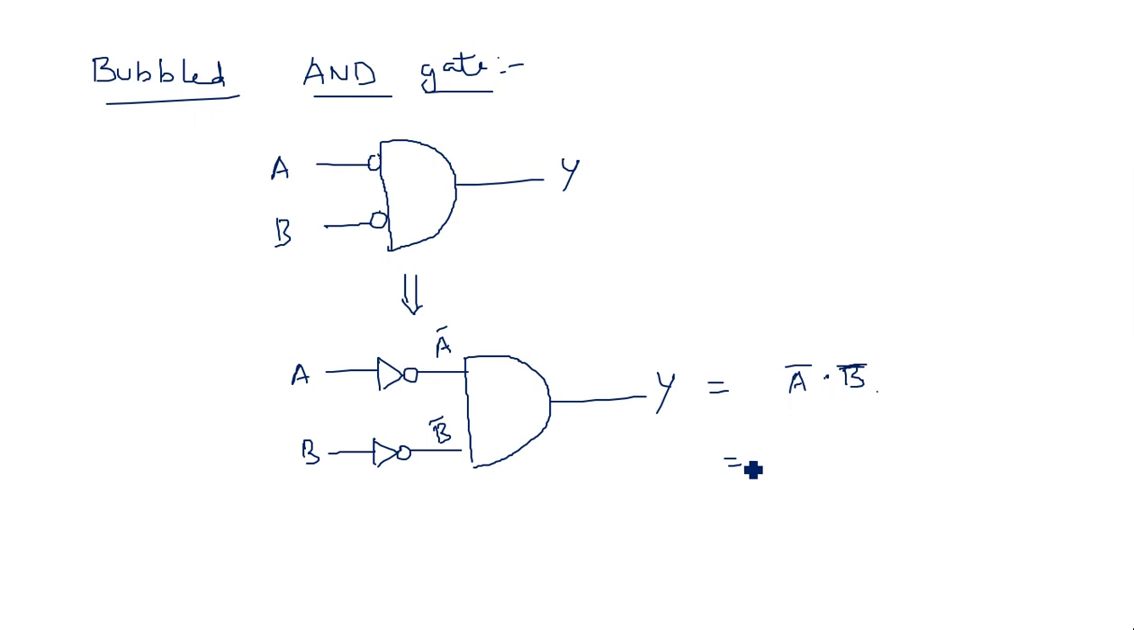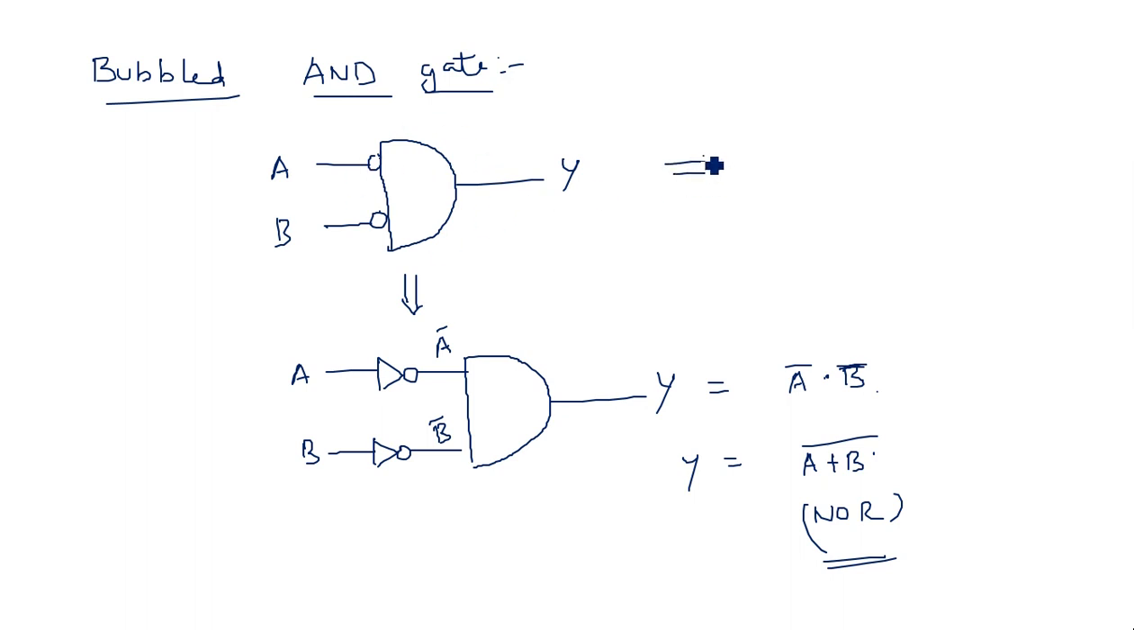A bar into B bar, according to Boolean formulae, is A plus B whole bar. A plus B whole bar can also be written as A bar into B bar. So this is A plus B whole bar, which is nothing but a two input NOR gate. So NOR gate can also be implemented like a bubbled AND gate.